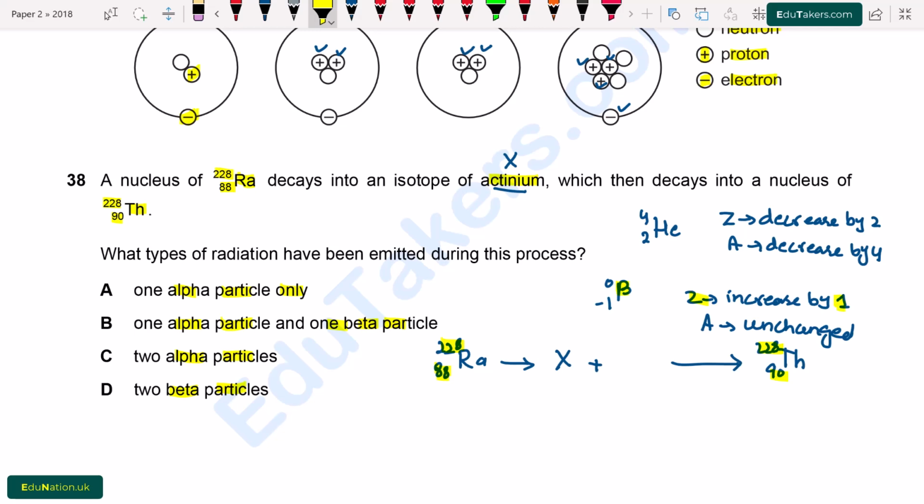First of all, there is a beta particle, 0 and -1, and here will be 228 and 89. Then this element decays into Th and there is also the emission of a beta particle, -1. It means that there are 2 beta particles. Now we see the options. In option D, 2 beta particles are given. So D is correct.